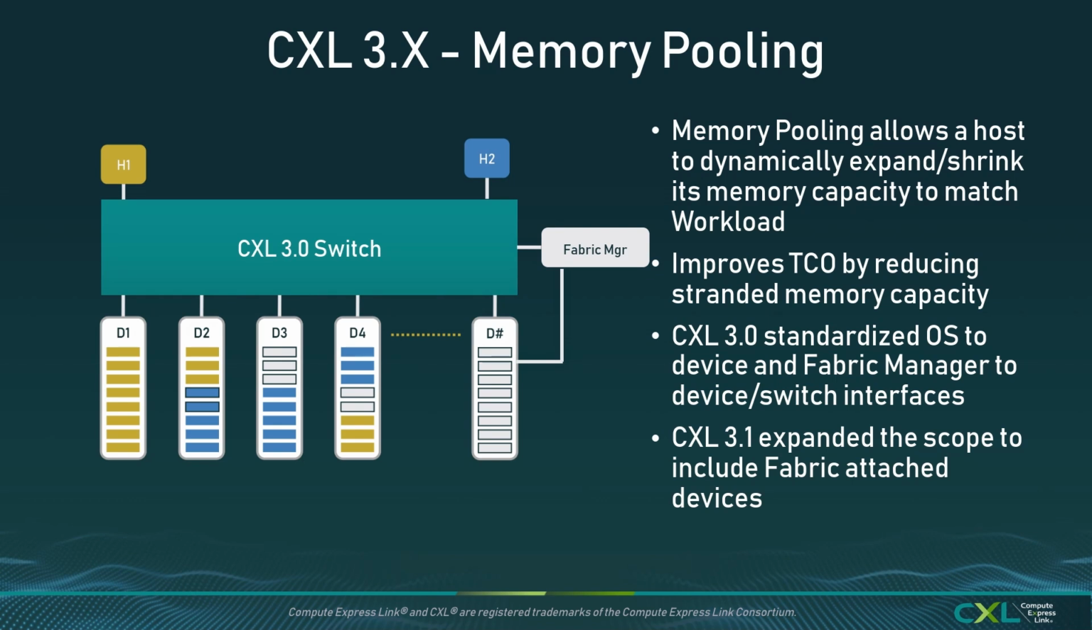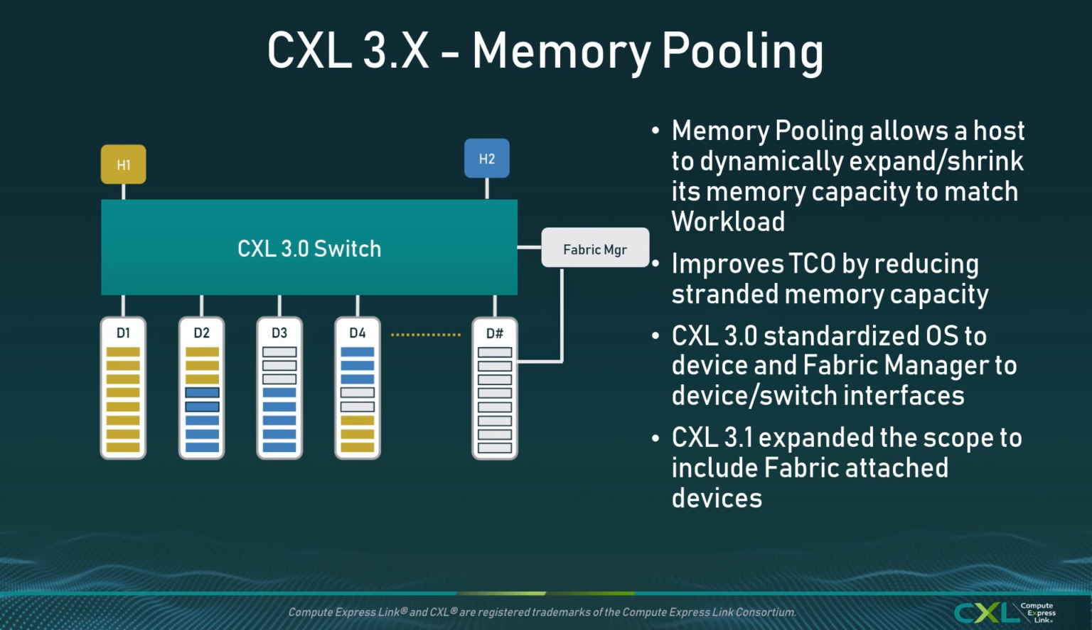The other really nice thing that CXL 3.x added was memory pooling. Technically, 2.0 defined some basic memory pooling constructs, but they had limited scalability. So 3.x went way beyond and allowed a lot more flexibility and a lot more scalability in terms of memory pooling. What memory pooling does is allow a host or CPU to dynamically expand or shrink its capacity to match workload.